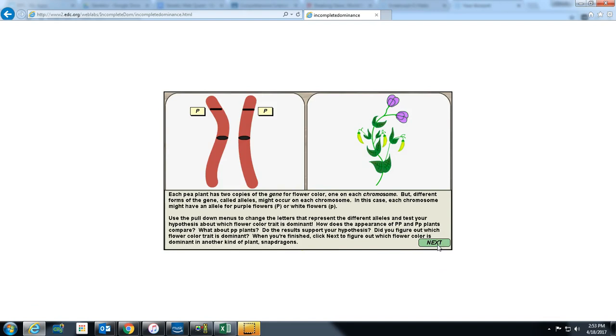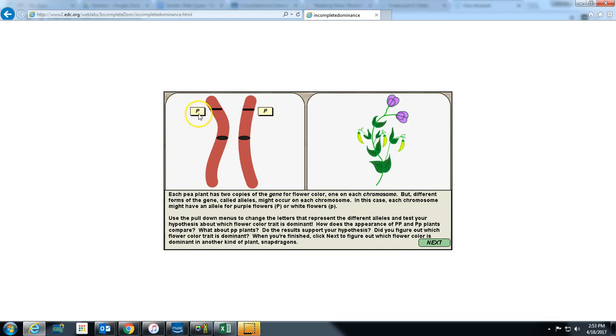Each pea plant has 2 copies of the gene for flower color, 1 on each chromosome. And you get 1 chromosome from your mom and 1 from your dad. But different forms of the genes, called alleles, might occur on each chromosome. In this case, each chromosome might have an allele for purple flowers, and see, that's a capital P. And when you talk about genetics, the capital and lowercase absolutely matters. Or white flowers, lowercase p. Use the pull-down menus up here, so we're going to change that.